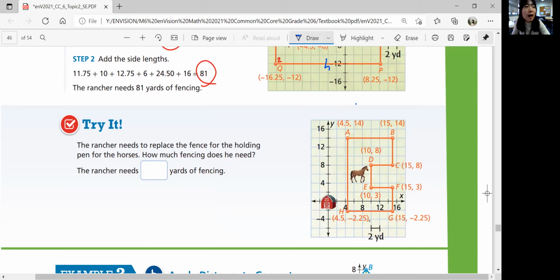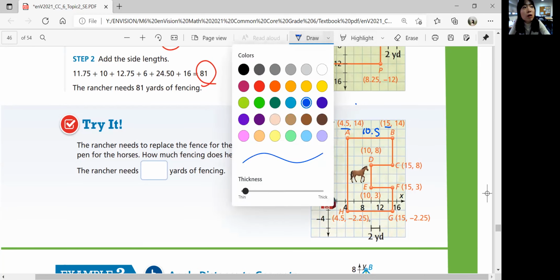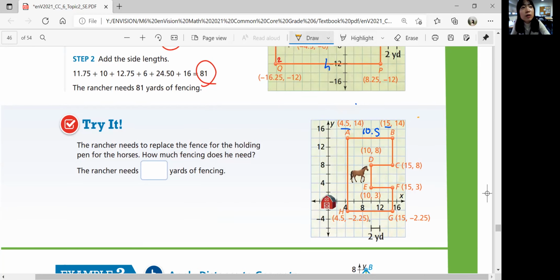Let's start with A to B, okay? We got 4.5 and 15. Because they're in the same quadrant, you subtract their absolute values. So 15 minus 4.5 should be 10.5, right? B to C, that's a vertical distance. You use 14 and 8, they're in the same quadrant, so you subtract the absolute values. 14 minus 8 is going to be 6 yards.